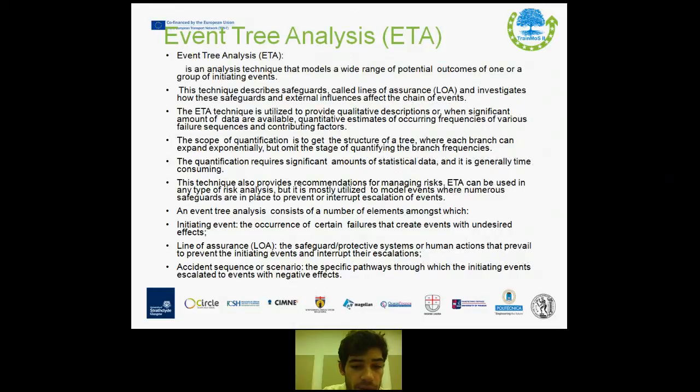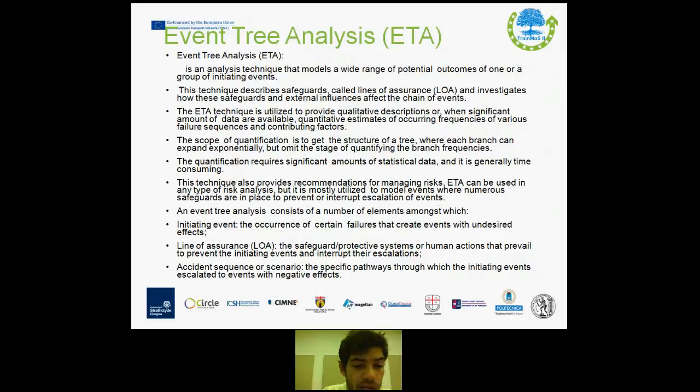The scope of quantification is to get the structure of a tree where each branch can expand exponentially, but omit the stage of quantifying the branch frequencies. The quantification requires significant amounts of statistical data and is generally time-consuming. This technique, though, also provides recommendations for managing risks. Event tree analysis can be used in any type of risk analysis, but is mostly utilized to model events where numerous safeguards are in place to prevent or interrupt escalation of events.